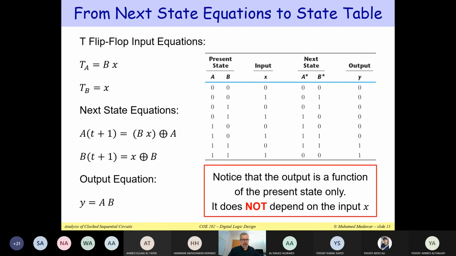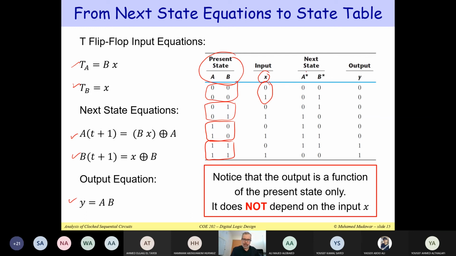Now we have the equations. We have the next state equations. We have obtained the T flip-flop input equations. We have obtained the next state equations. We have the output equation. All what we have to do is to draw and fill this state table. So we have two state variables, A and B. So they define the present state. We have 4 possible combinations, 0, 0, 0, 1, 1, 0, and 1, 1. We have one input X, so it can be either 0 or 1. So this will give me 8 possible combinations in total.